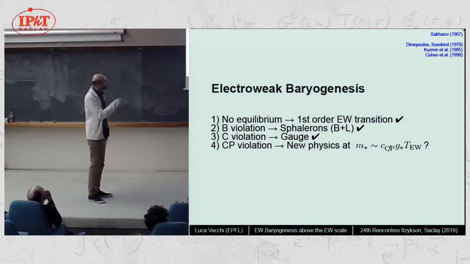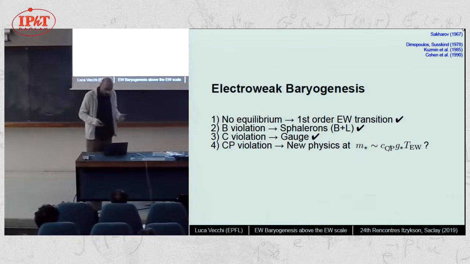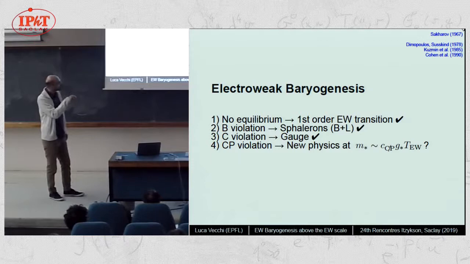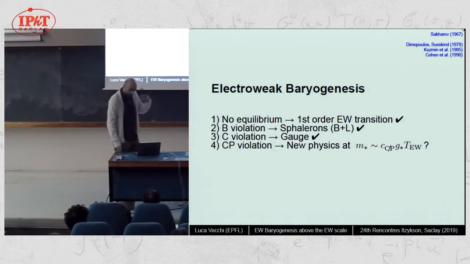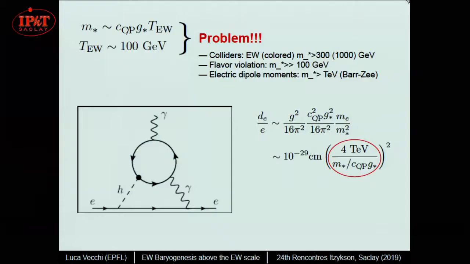The problem with this program is, of course, CP violation. As usual, CP violation. Because in order to realize this idea, we need new physics with CP violating couplings to the standard model, either the Higgs or the standard model fermions. But this physics has to be controlled, essentially. The mass scale of this physics is around the temperature at which the phase transition occurs. So you immediately see that we have problems if we identify the electroweak phase transition scale with 100 GeV, the standard one.